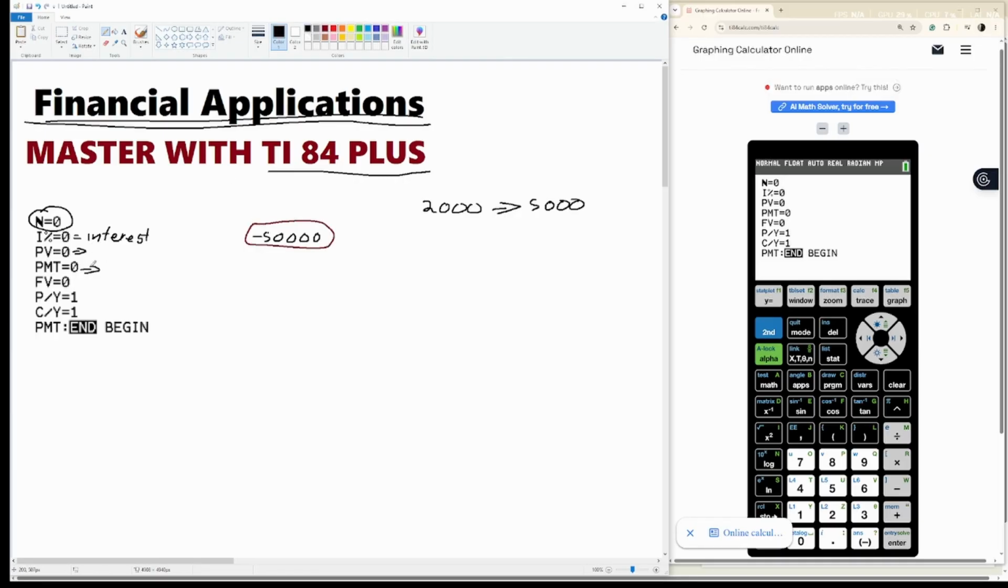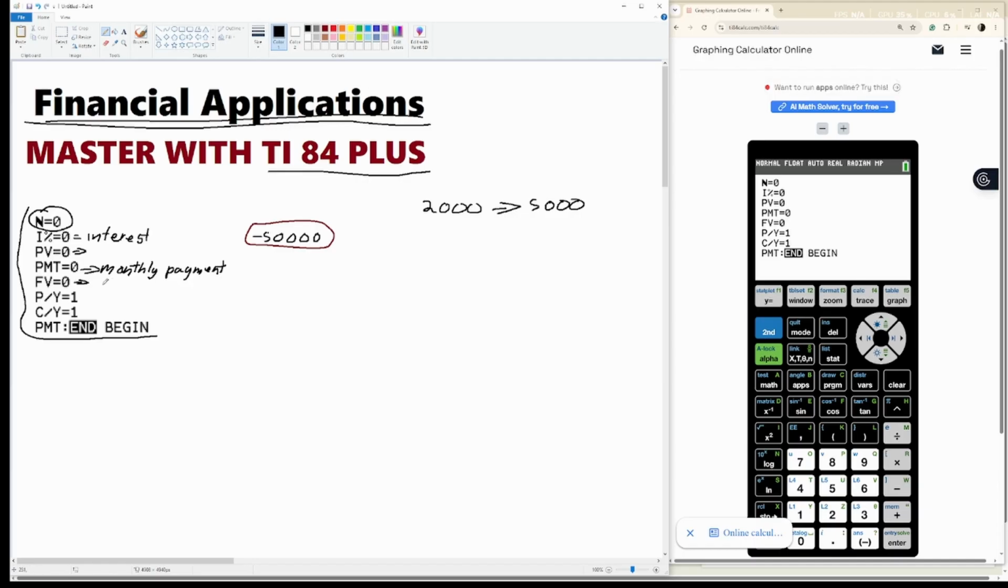PMT is the monthly payment, and this is also very important. You don't have to fill every slot in, only the ones that you're given. The monthly payment can also be negative. For instance, if you have a very huge sum of money and you're taking money out, then the monthly payment is negative because you're taking money out. However, if PMT is positive, then you're of course putting money in.